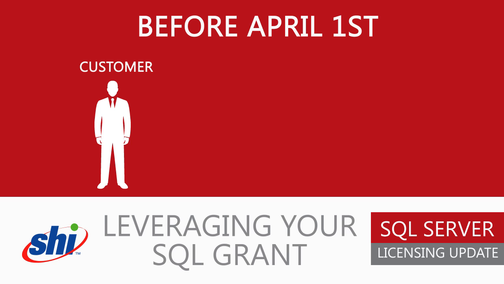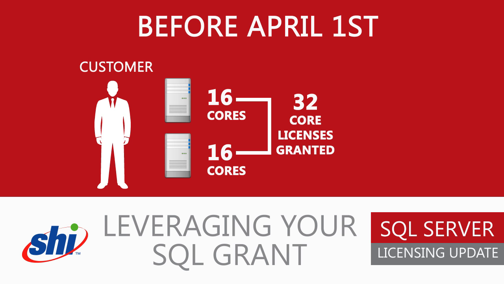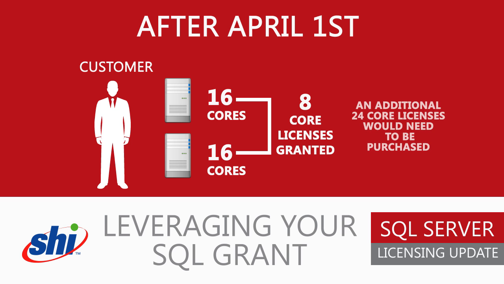For example, if you have 2 SQL Enterprise servers, each processor has 16 cores. If trued up prior to April 1st, 32 core licenses are granted. If server is not trued up, a minimum grant of 4 core licenses per processor is granted. To run SQL 2014, an additional 24 core licenses must be purchased.